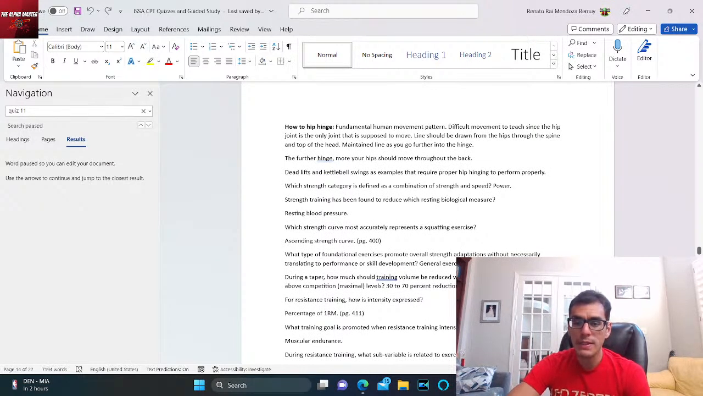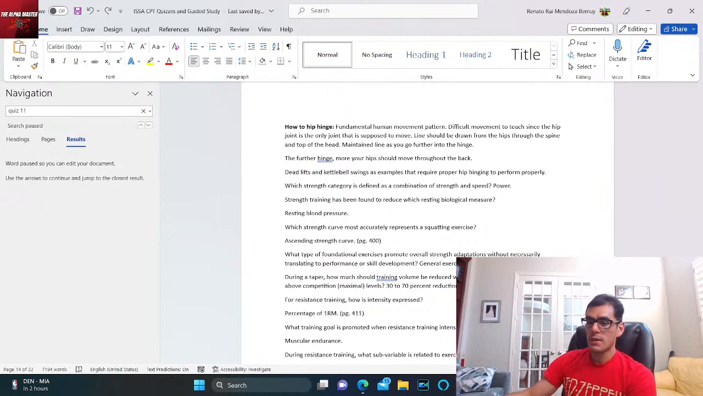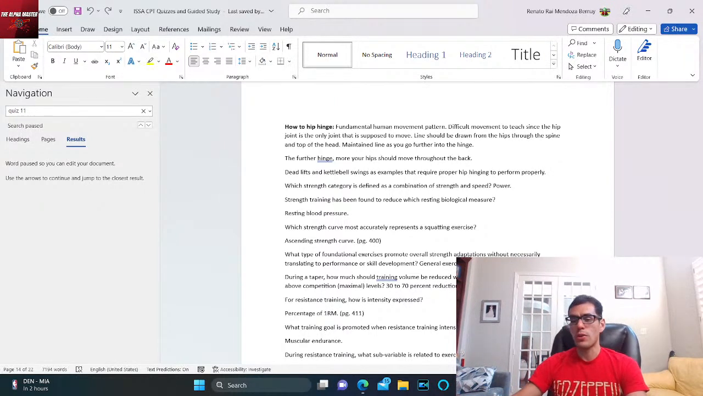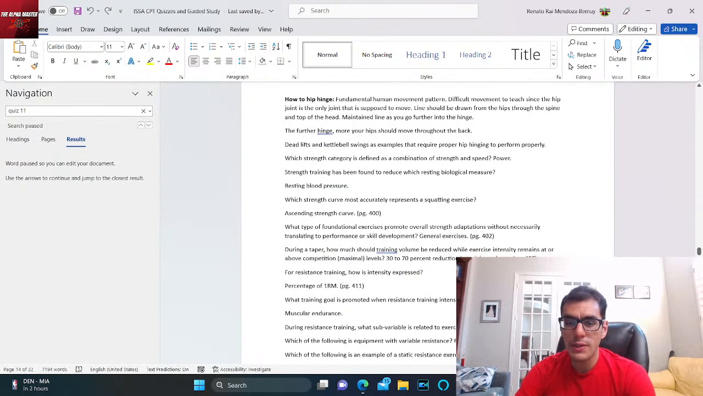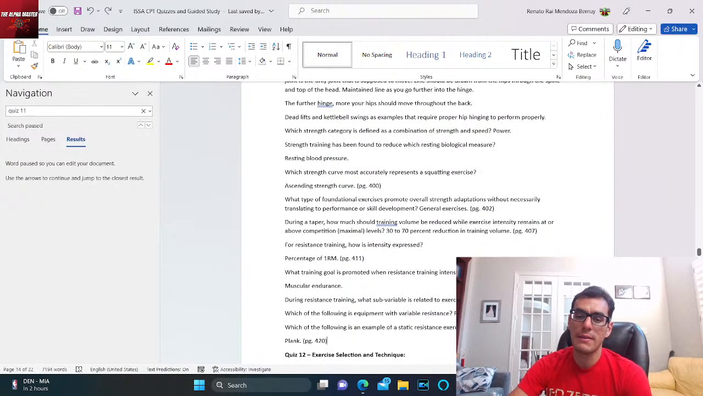During resistance training, what subvariable related to exercise type is there? It's going to be the grip, or also the breath control, hand grip or breath control. Which of the following is equipment with variable resistance? Resistance band. And finally, which of the following is an example of a static resistance exercise? The plank.